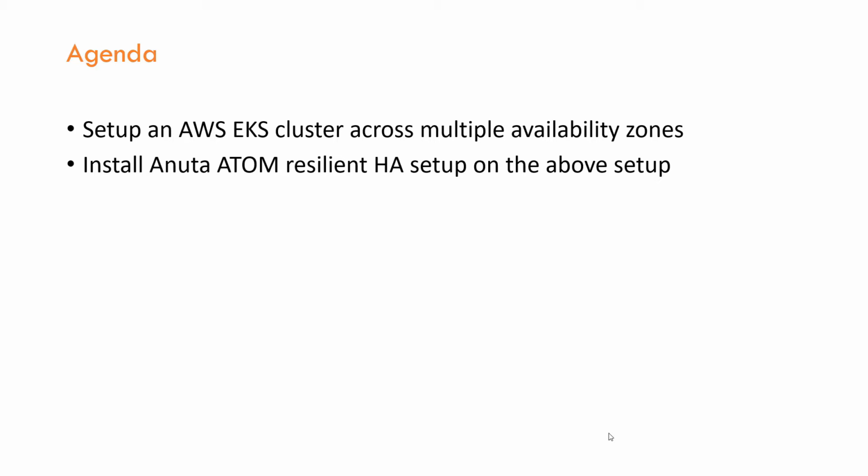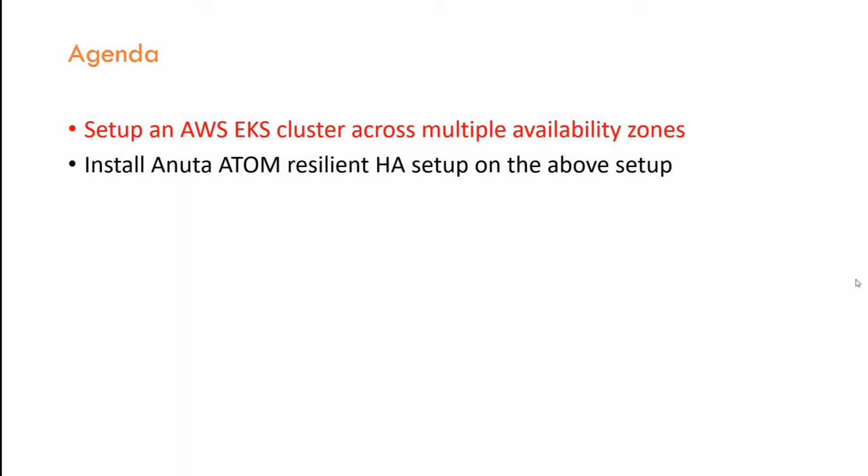In this video, we will first start with the setup creation on AWS Elastic Kubernetes service across multiple availability zones. We will then see how we can deploy ATOM in a resilient HA setup on the same AWS-based Kubernetes cluster. Let us now start with the Kubernetes cluster creation on AWS Cloud.